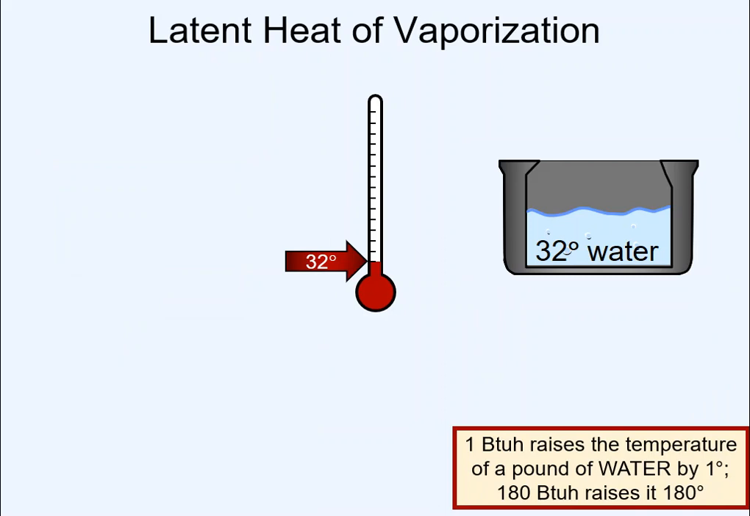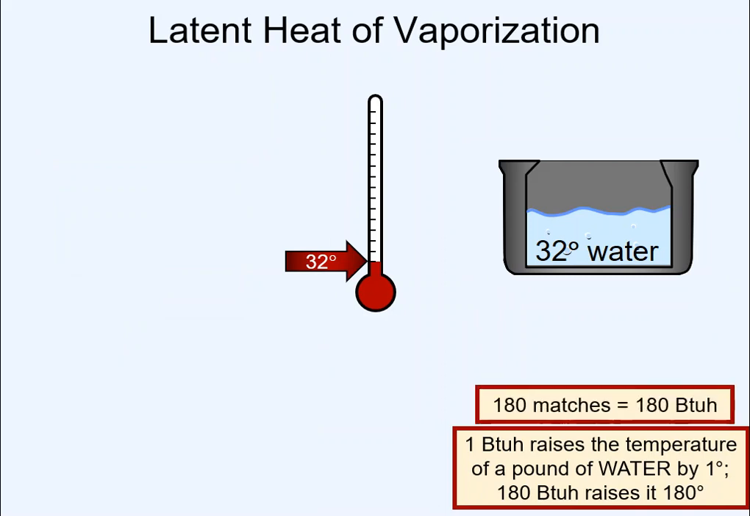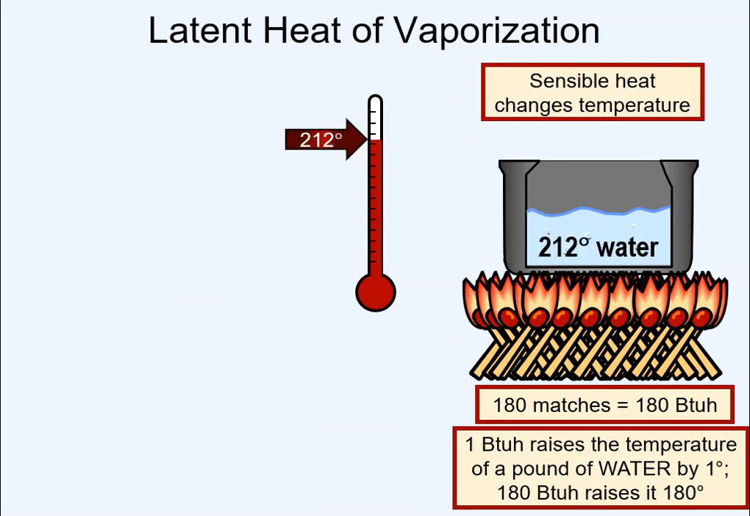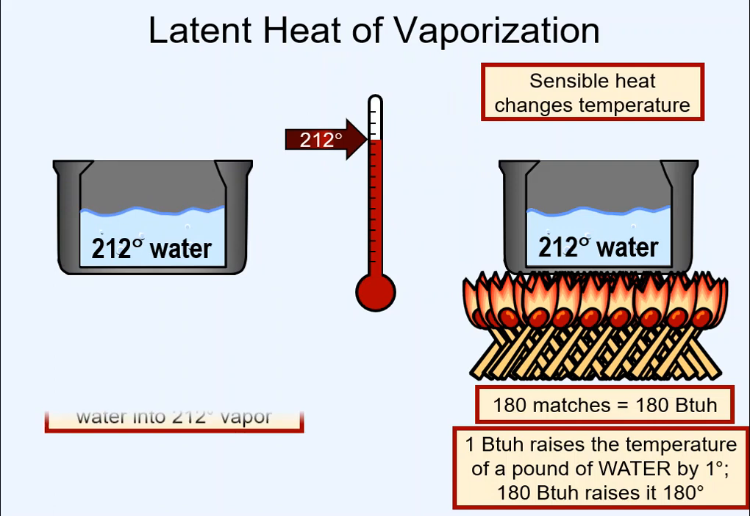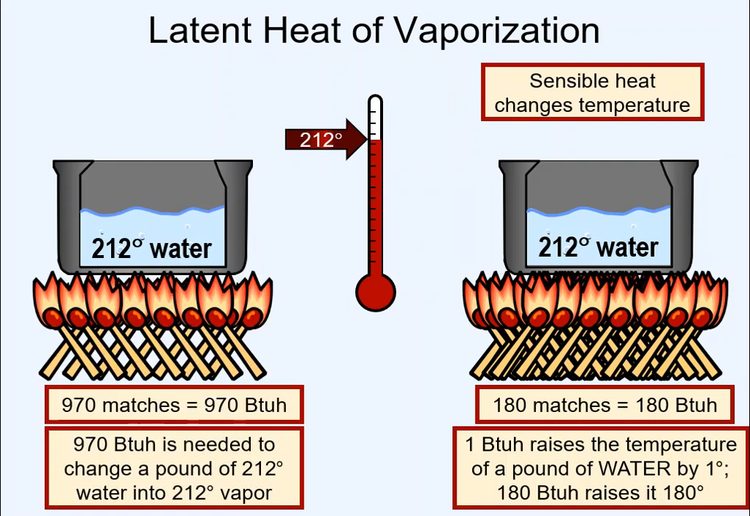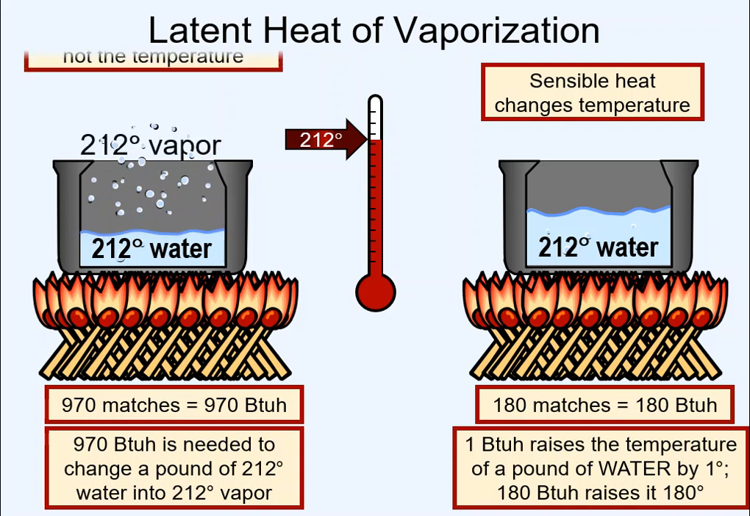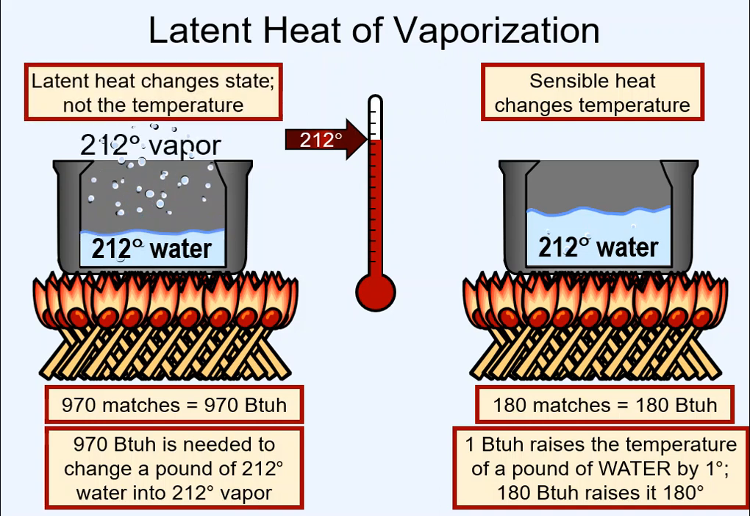Now, 32-degree water all the way up to 212 degrees takes 180 of those matches. And this is where the work really starts. 970 BTUs to vaporize that. It has the ability to hold a whole lot more.